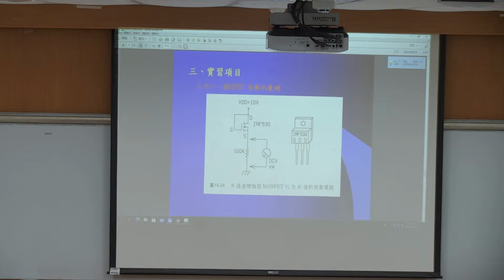So here are today's experiments. We're going to practice some parameter measurements of the MOSFET, and we will learn the simple characteristics of this device, and we will start today's experiments.